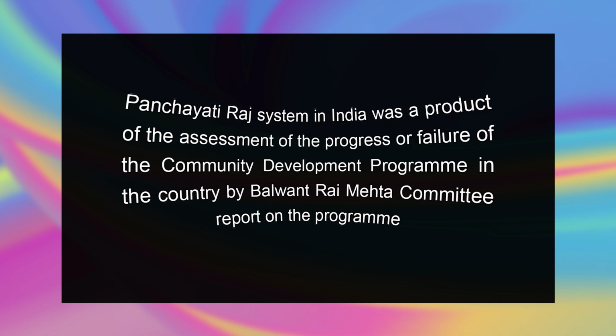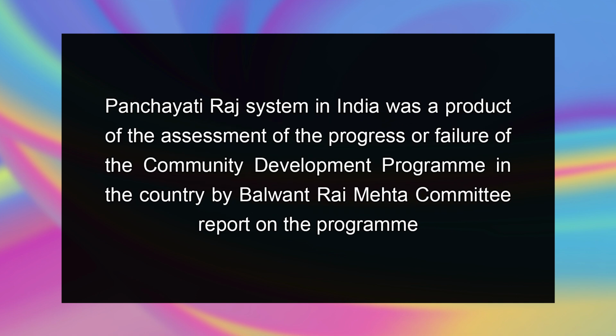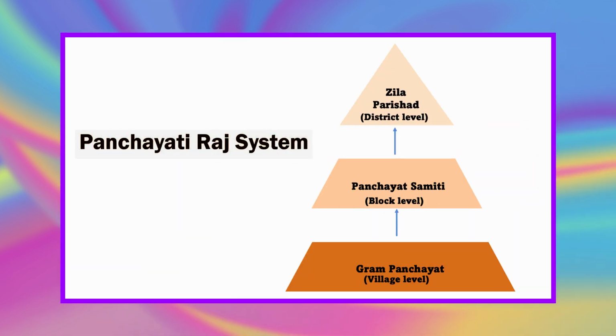administration. The Panchayati Raj system in India was a product of the assessment of the progress or failure of the community development program in the country by the Balwant Rai Mehta Committee report on the program. Owing to the Gandhian approach to development and administration, the Panchayati Raj system was set up in India. Besides, the assessment of the success or failure of the community development program also added to the factors responsible for the emergence of the Panchayati Raj system. Through this system, it was sought to achieve a prosperous, genuinely democratic and dynamic India.